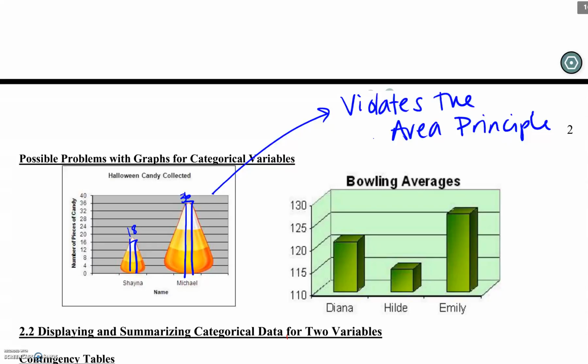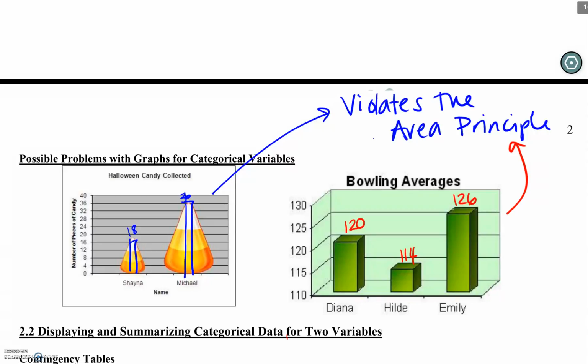The second one, here's bowling averages, has the exact same problem. At first glance, Emily looks like she's 3 times a better bowler, got a score 3 times higher than Hildy, and Diana had a score that was twice as good as Hildy. But then when we dive into the actual numbers, Emily's score looks like it was a 126, Diana's was a 120, and Hildy's was about a 114. I'm just making guesses here, but it turns out these women all scored very, very similar bowling scores, which is not what this is telling us at all. It also violates the area principle, for a different reason.